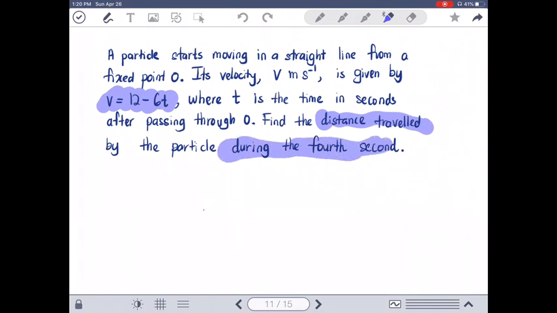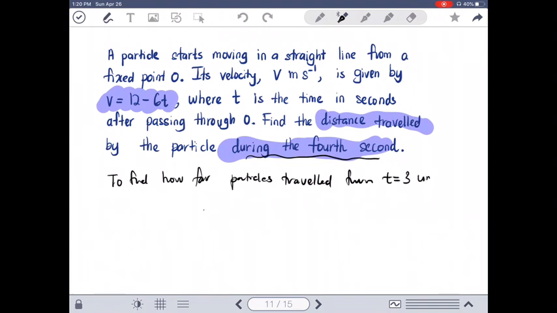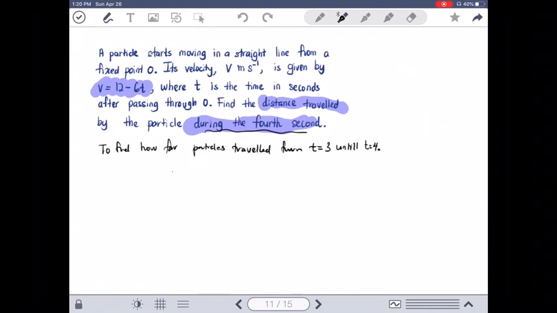So the term during the 4th second means that we need to find how much the particle travels. The distance, how far, not how much, how far. So how far the particle traveled during the 4th second. So from t equals to 3 until t equals to 4. Right.